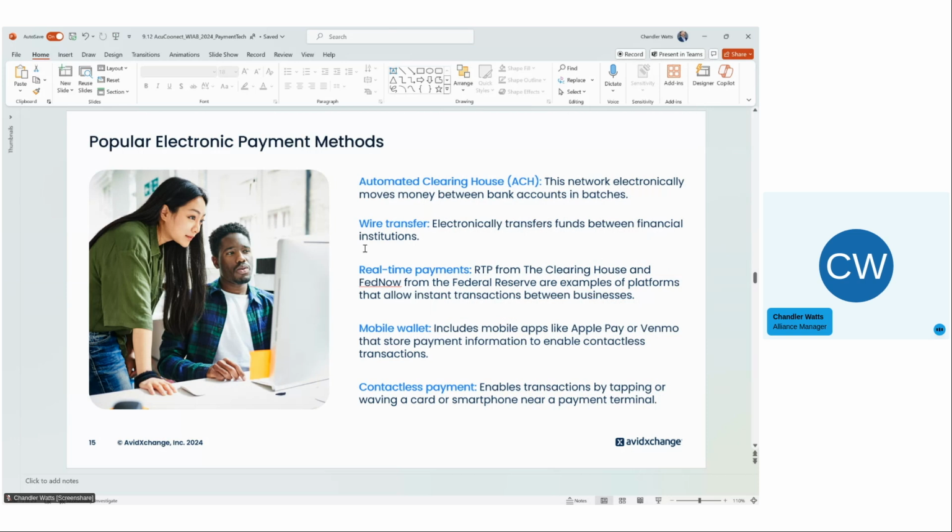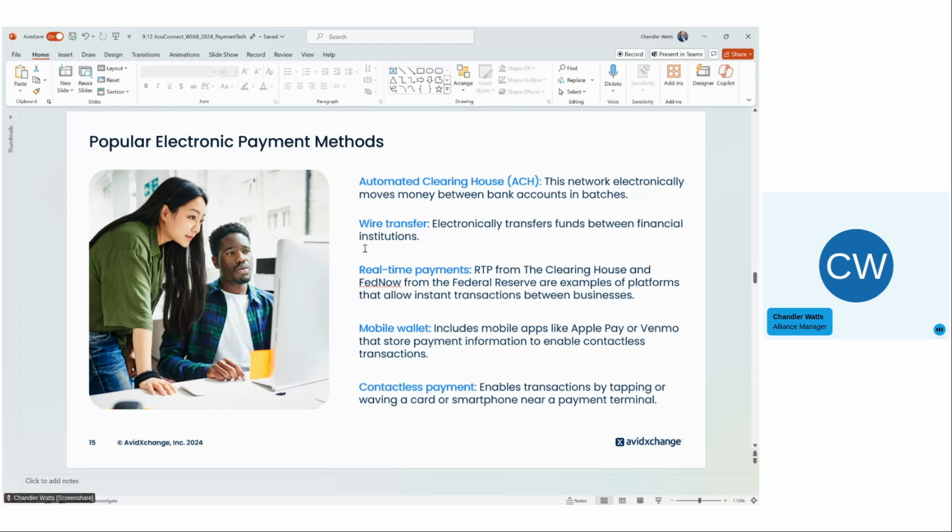Wrapping up some electronic payment methods. Again, we touched on ACH. That's basically an electronic check, right? It moves money back and forth between bank accounts in batches. Wire transfers are electronic transfers between different financial institutions. Real-time payments are from the clearinghouse, and FedNow is from the Federal Reserve. These are examples of platforms that allow for instant transactions between businesses.